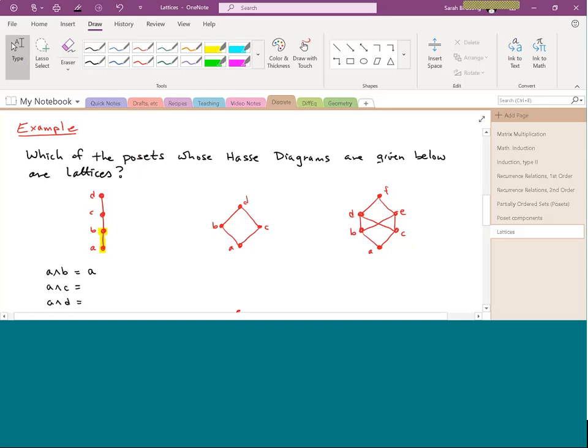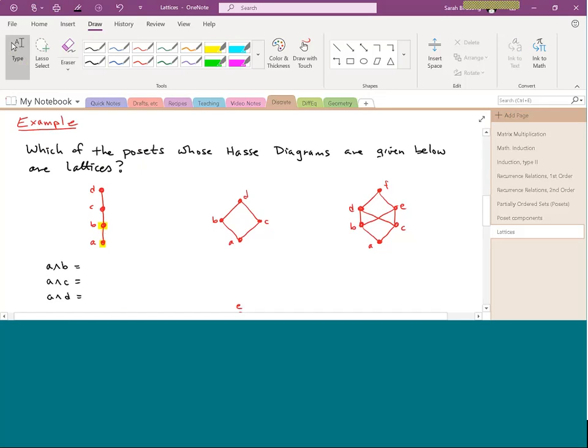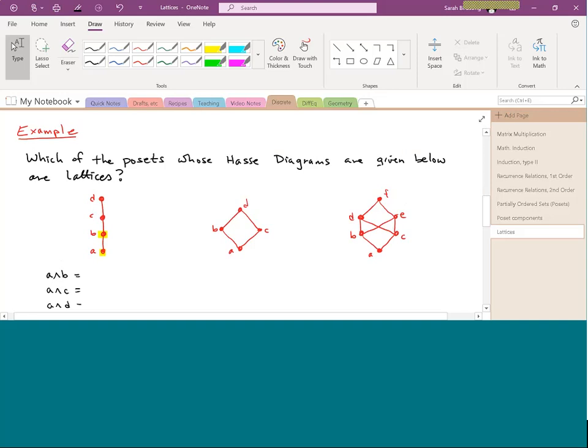Oh, let me highlight it. That might help. Oh no! I'm not sure if I can unhighlight. Let's try it. Oh, that definitely did not work out as awesomely as planned.